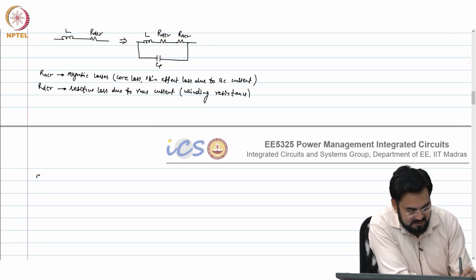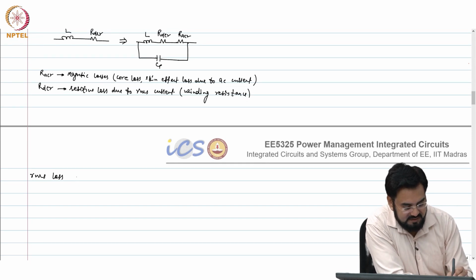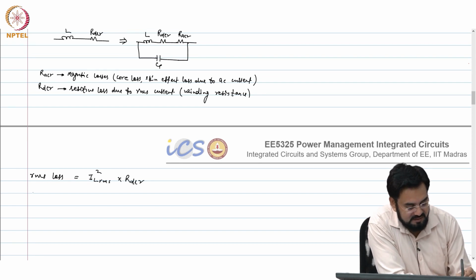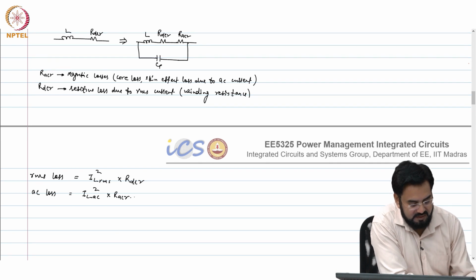So, your DC loss or RMS loss, I would say, you represent as ILRMS squared, which means inductor RMS current, multiplied by RDCR, and AC loss you represent as IL AC squared into RACR.